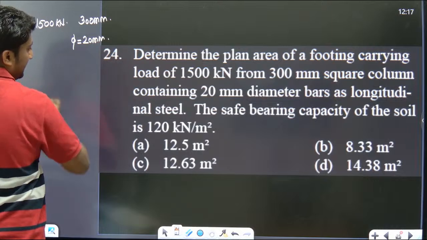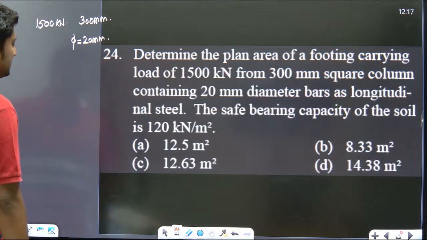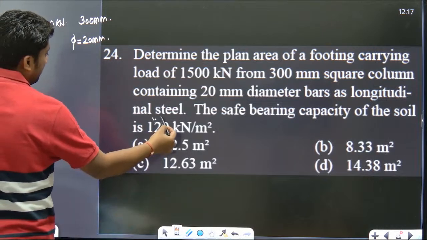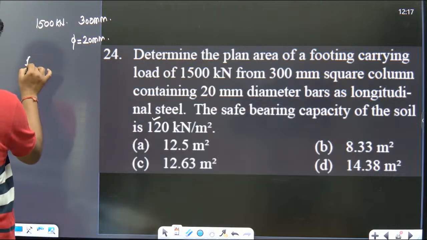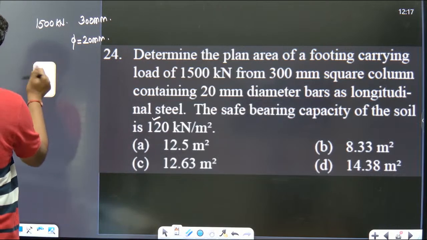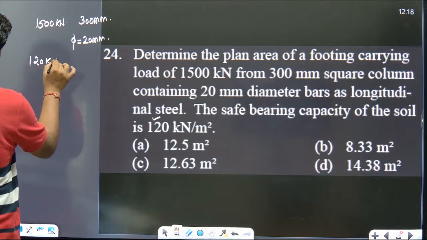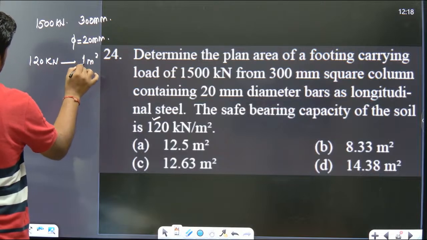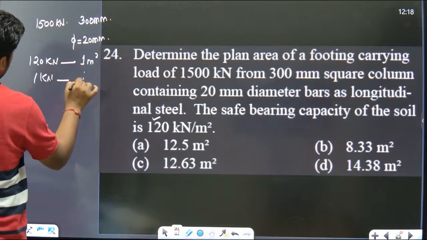The safe bearing capacity of the soil is 120 kilonewton per meter square. So for 120 kilonewton, you need a footing area of 1 meter square. So for 1 kilonewton, you need the area as 1 upon 120.